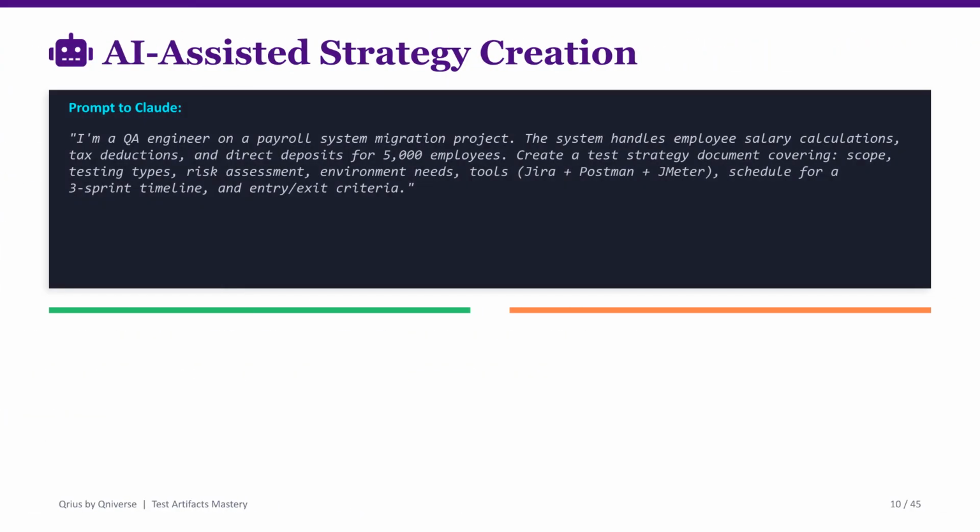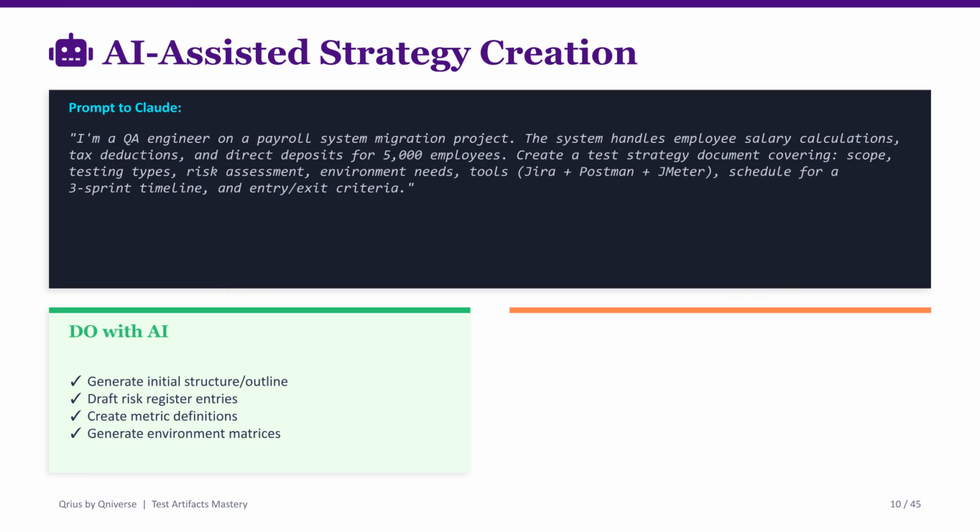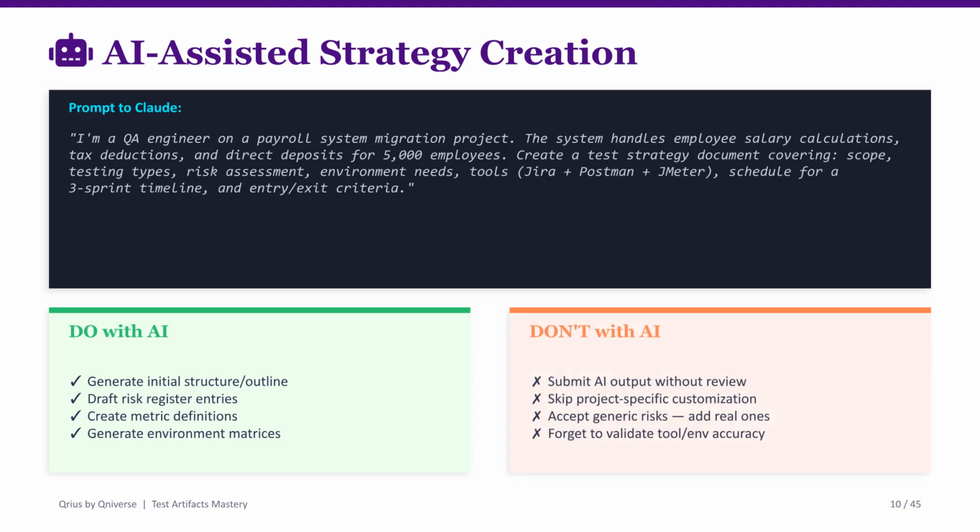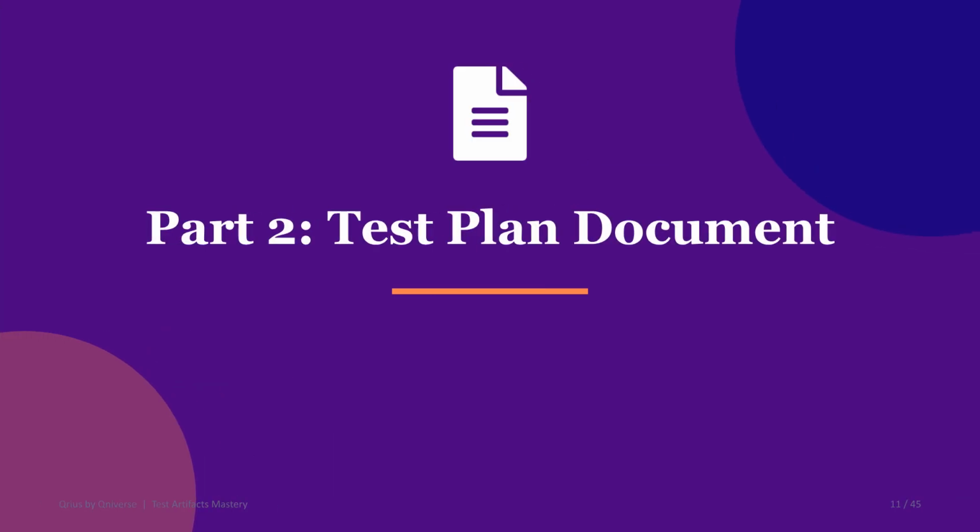AI tools can assist with strategy creation by generating initial outlines, drafting risk entries, and creating metric definitions. However, avoid submitting generic AI output. Always customize and validate for project-specific accuracy. Part 2 dives into the test plan document, which acts as your project's tactical testing roadmap.